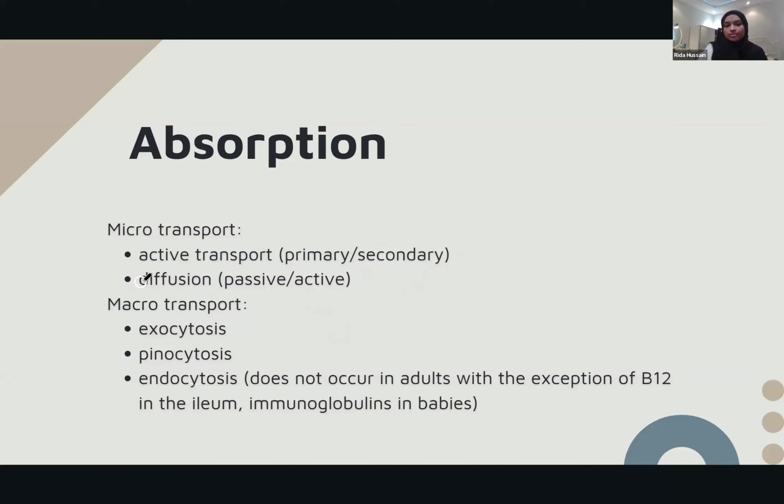Now, diffusion can be passive. This shouldn't be active, sorry. It should be passive or facilitated. So facilitated is through a transport molecule, and passive is just passively through the membranes. You don't need a molecule to go through. Now, macro transport is exocytosis, pinocytosis, and endocytosis. You guys probably know about these, but I will be talking specifically about endocytosis.